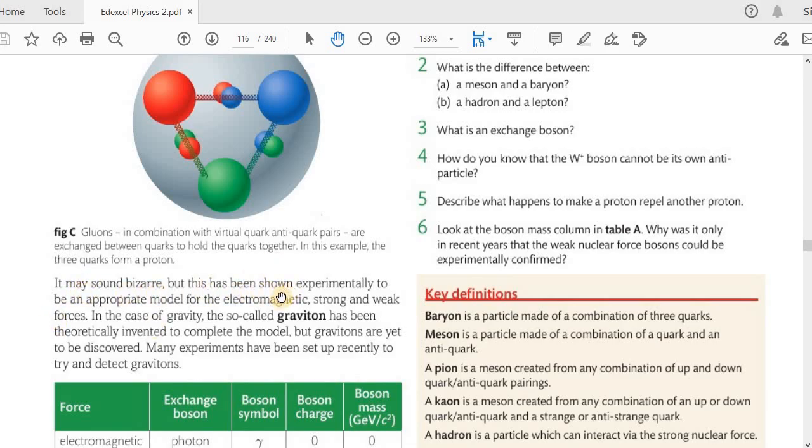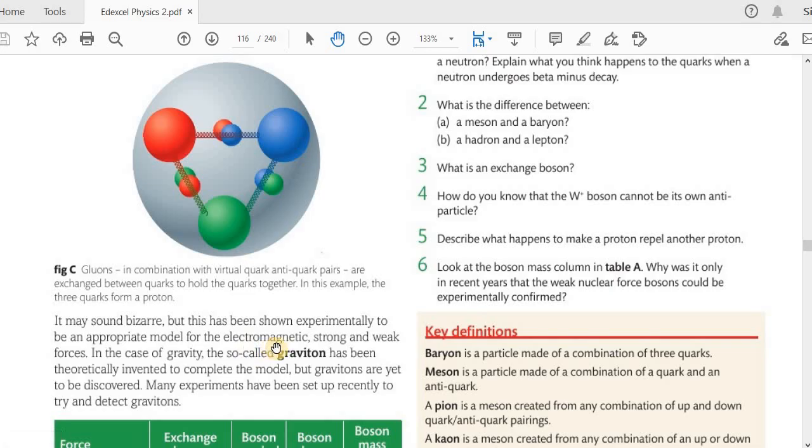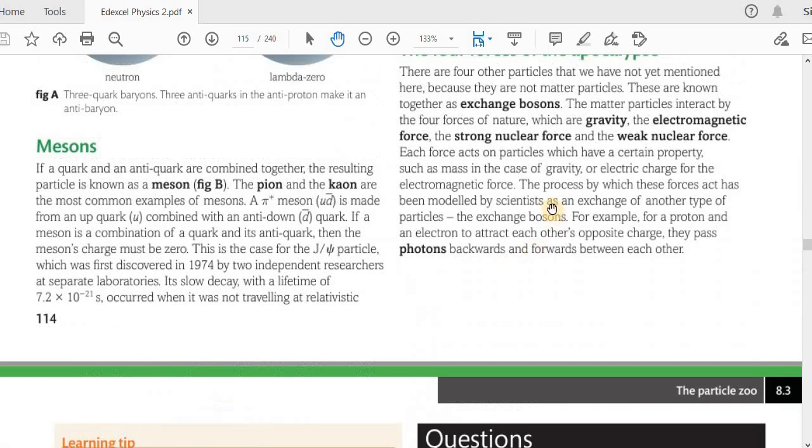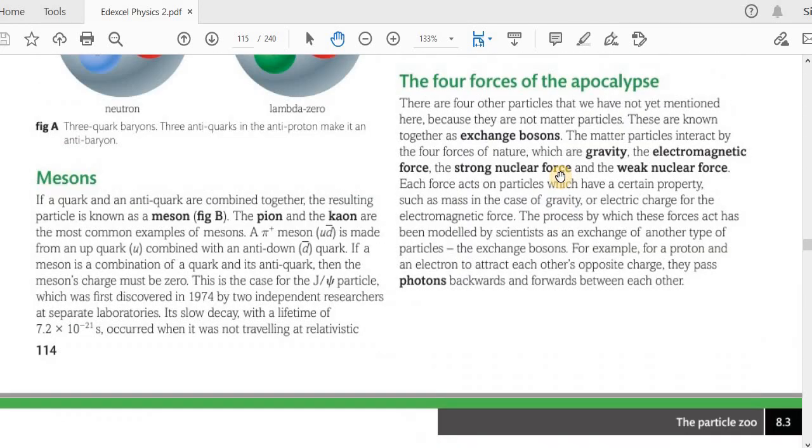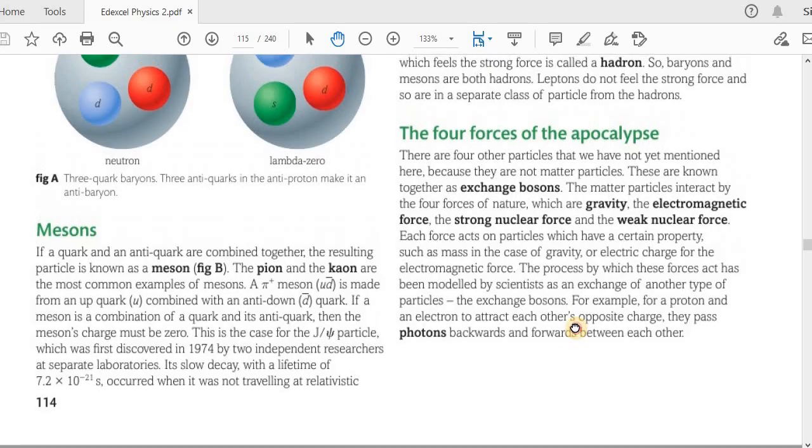It may sound bizarre, but this has been shown experimentally to be an appropriate model for the electromagnetic, strong and weak forces. In the case of gravity, the so-called graviton has been theoretically invented to complete the model, but gravitons are yet to be discovered. Many experiments have been set up recently to try and detect gravitons. Again, based on what we discussed here, it's linked to this, and based on that they say this particle could be there, and they want to discover it.